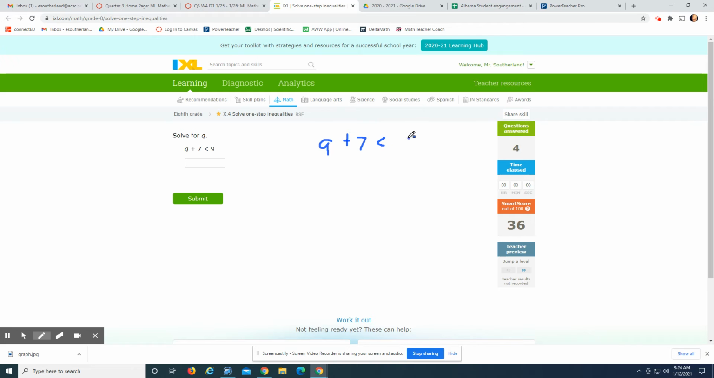Less than 9. So we're going to subtract 7 from both sides. The q drops down, the less than sign drops down, the 7's cancel. 9 minus 7 is 2. Q is less than 2.